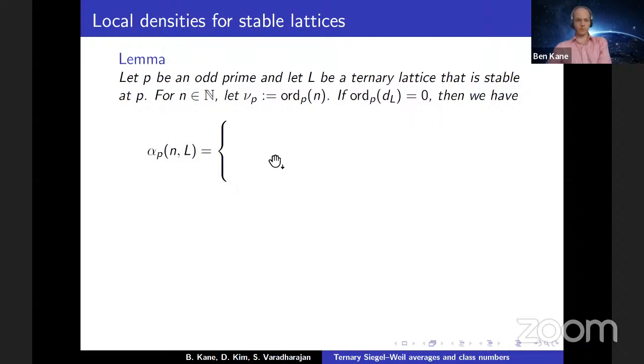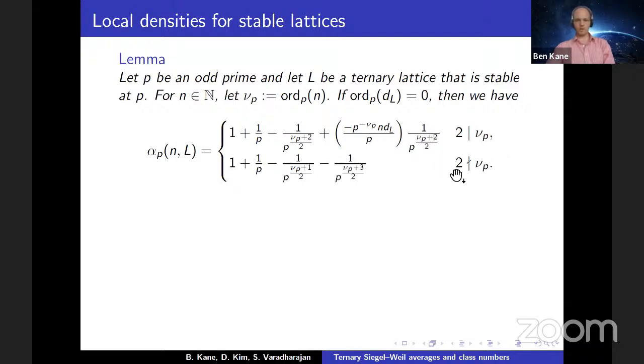If the order is 0, then we get two formulas. One of them is when 2 divides this, so this is when the order is even. So the power of the prime p dividing n is even. Then we get this formula, 1 plus 1 over p minus 1 over p to the nu p plus 2 over 2 plus this Legendre symbol divided by p to the nu p plus 2 over 2. And in the case when this is odd, we get an even simpler formula of this type.